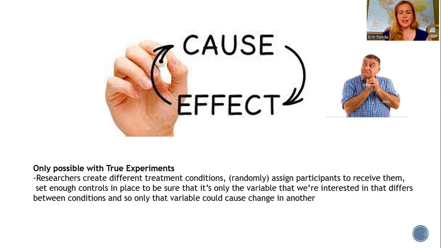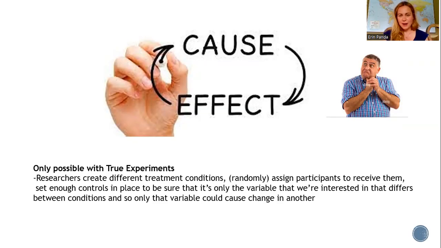We might think in real life that it's easy to determine that one thing causes change to another, but in reality, it's really hard to know that it is just that one thing that's causing change in another thing and not something else that's interfering.